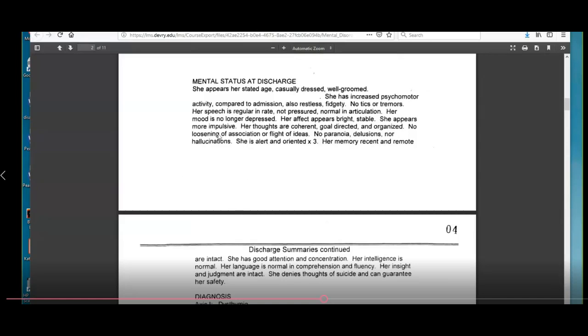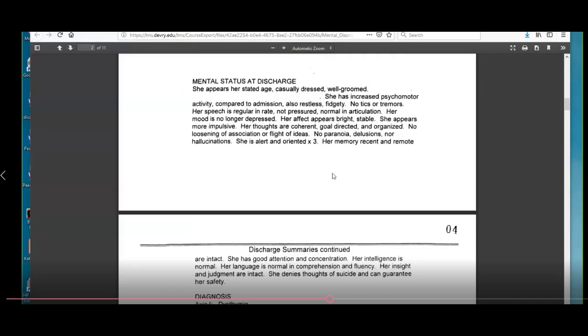Mental status: she appears her stated age, casually dressed, well-groomed. She has increased psychomotor activity compared to admission, also restless, fidgety, no tics or tremors. Her speech is regular in rate, not pressured, normal in articulation. Her mood is no longer depressed. Her affect appears bright, stable. She appears more impulsive. Her thoughts are coherent, goal-directed, and organized. No loosening of association or flight of ideas, no paranoia, delusions, or hallucinations.